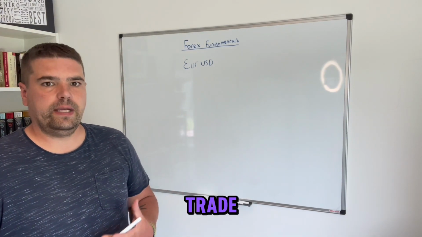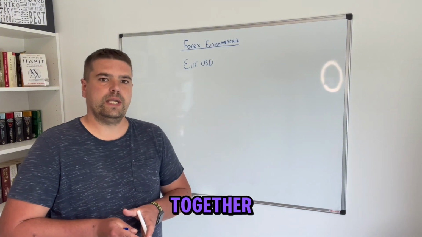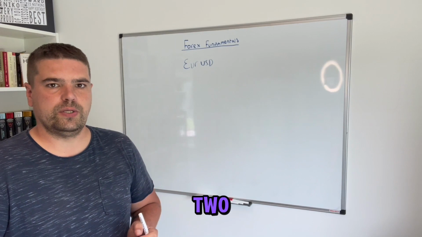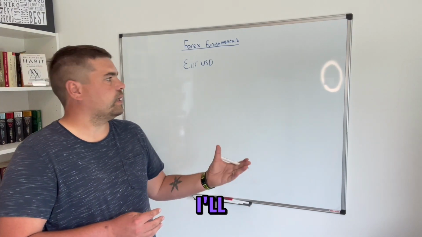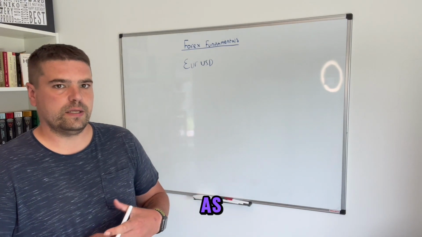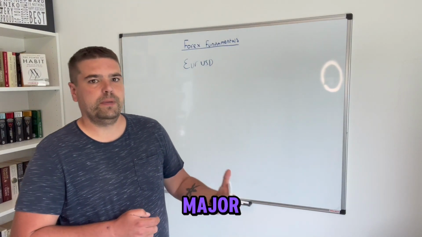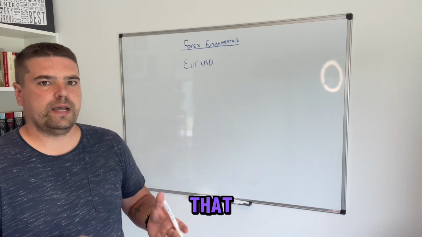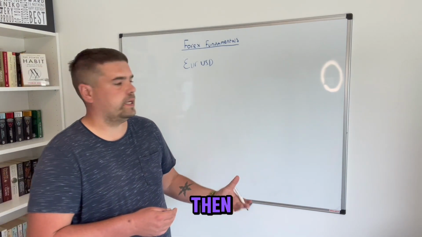Now, how we trade those currencies is by pairing two currencies together and profiting on the difference between the two when we're either buying or we're selling of the currency, which I'll go deeper into in this lesson as well. But just for the basics, essentially you have the different major currency pairs, and when you piece two of them together, that then forms a currency pair, and it's the currency pairs that you then trade.